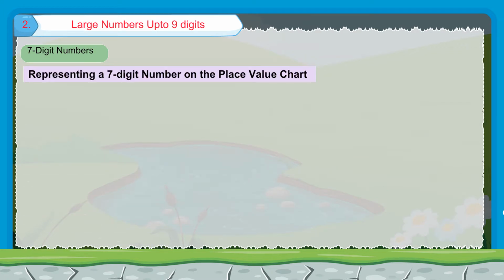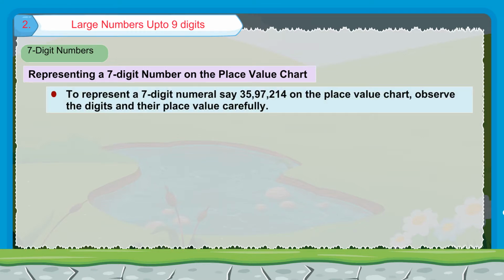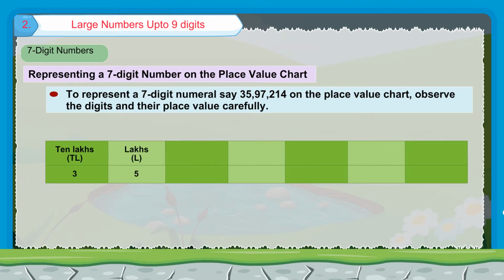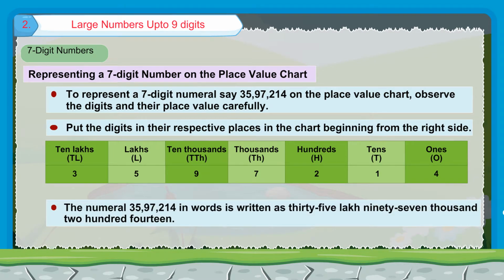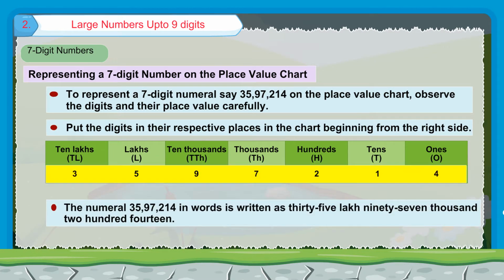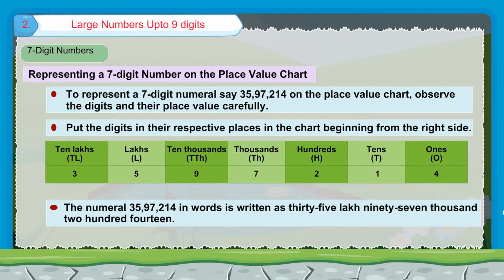Representing a 7-digit number on the place value chart. To represent a 7-digit numeral, say 35,97,214, on the place value chart, observe the digits and their place values carefully. Put the digits in their respective places in the chart beginning from the right side. The numeral 3597214 in words is written as 35,97,214.